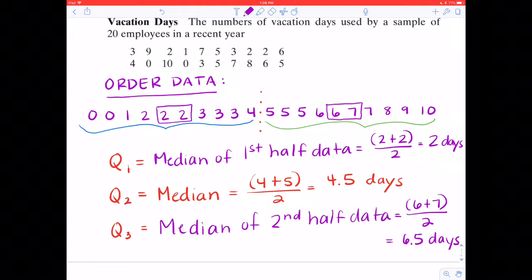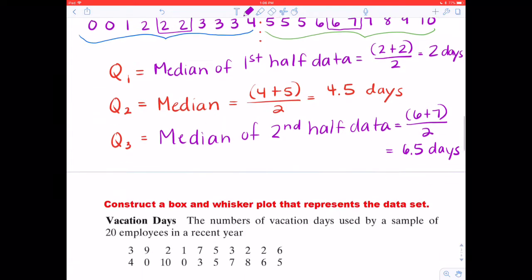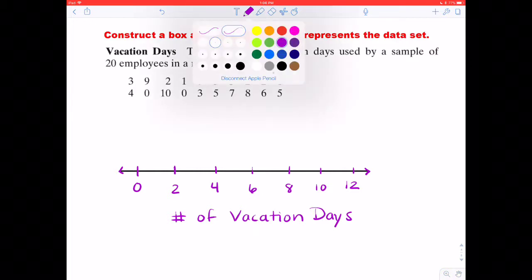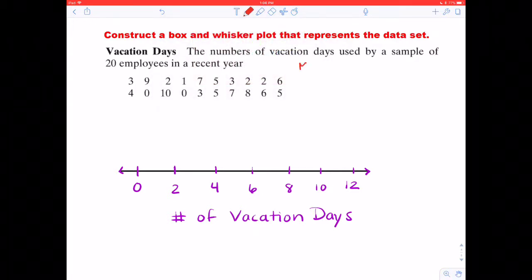All right, now, once I find those quartiles, which, by the way, can also be found using the calculator or StatCrunch, then I'm able to construct the box and whisker plot because I'm able to get the full 5-number summary. Okay, so from here, when I'm asked to construct the box and whisker plot, the first thing that I'm going to do is write down my 5-number summary.